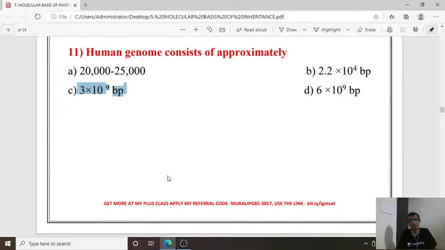It is the approximate total amount of genetic material present in a human being with respect to their genome. It is 3 into 10 to the power 9 base pairs. So the answer for the 11th one is C.